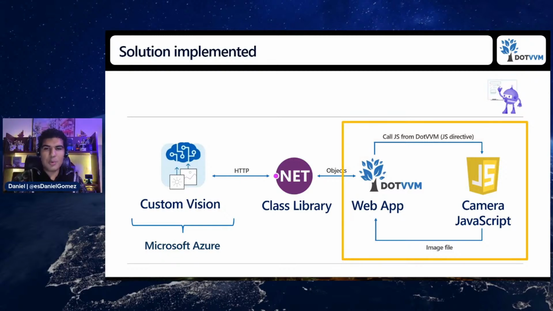So in this case, we will focus on our web application, because the idea, with the JS directive, is to have a camera JavaScript to, for example, take a picture or search some pictures, and analyze that image to recognize some objects and show the results in our web application. So we can go to our solution to see this process.